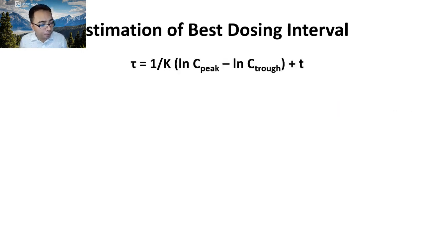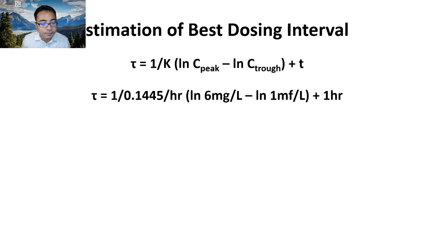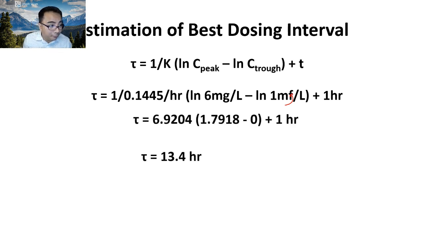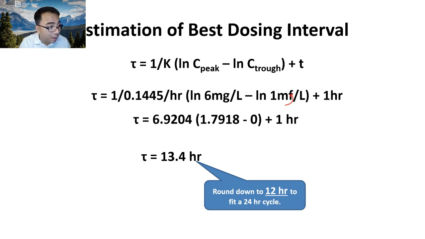To compute for this, we have the following. ln 6 minus ln 1, in milligrams per liter, plus 1 hour, divided by 0.1445. Ang lalabas dyan would be 13.4 hours. So, obviously, class, wala naman tayong every 13 hours na dosing interval. Again, ang dosing interval natin, class, should be a number that can divide 24 hours para consistent yung pagbigay ng gamot. So, instead of 13.4, we'll be rounding it down to 12 hours to fit a 24-hour cycle. So, round down natin 12 hours.